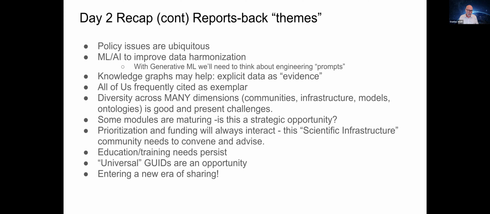The idea that some modules are starting to mature across these platforms, that's a strategic opportunity, I would argue. Is there a way we can pick out the 5 different APIs that are being broadly used and centralize the development and support of those, so that we all use the same basic set of procedures? So that's an interesting opportunity to talk about funding, because funding and prioritization will always interact.